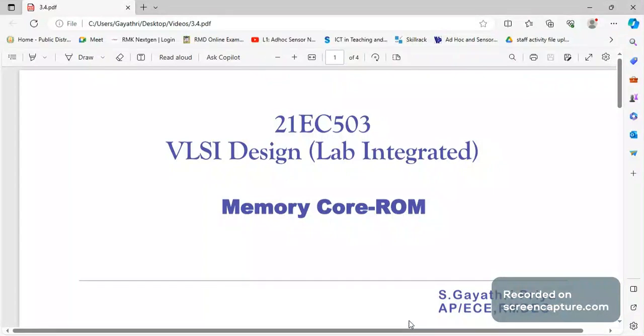In today's session, we are just going to have a discussion on memory cores. That too, we are just going to discuss the read-only memory.